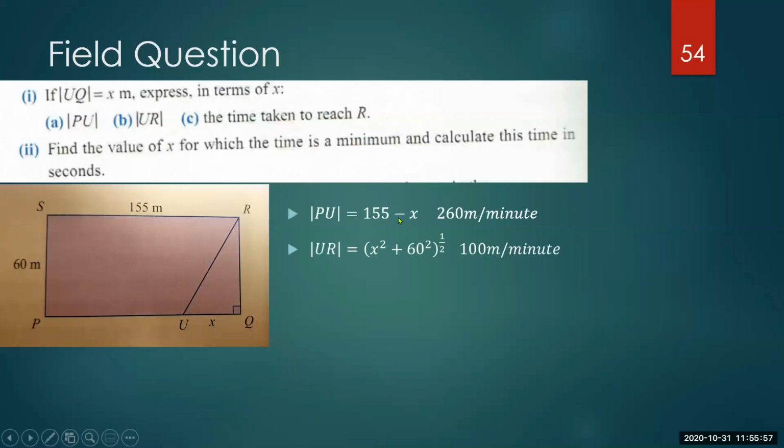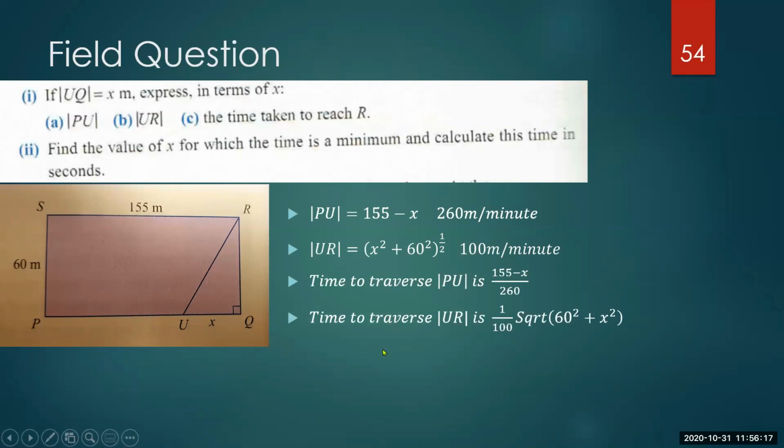So we're saying that PU is 155 minus X and UR is the square root of X squared plus 60 squared. And so the time to traverse PU is 155 minus X all over 260, because time is distance over speed. And the time to traverse UR is 1 over 100 times the square root of 60 squared plus X squared. And so the total time T is (155 minus X) over 260 plus 1 over 100 times the square root of 60 squared plus X squared.